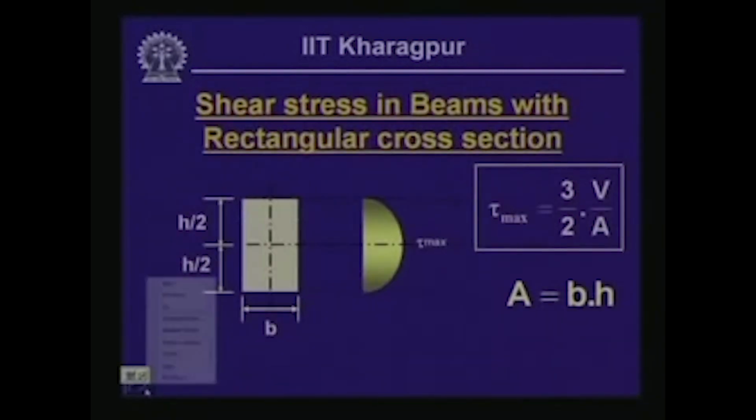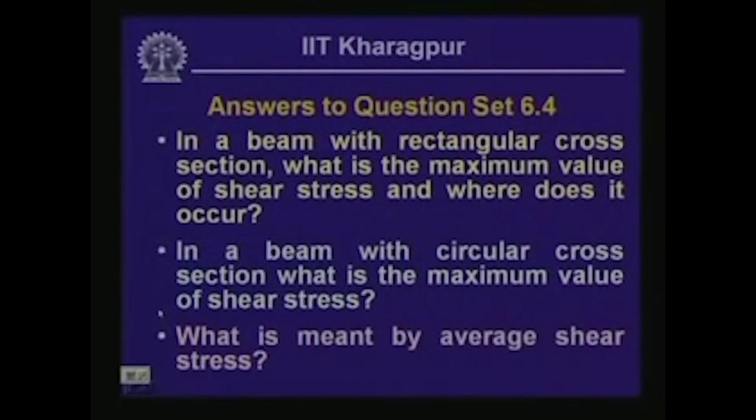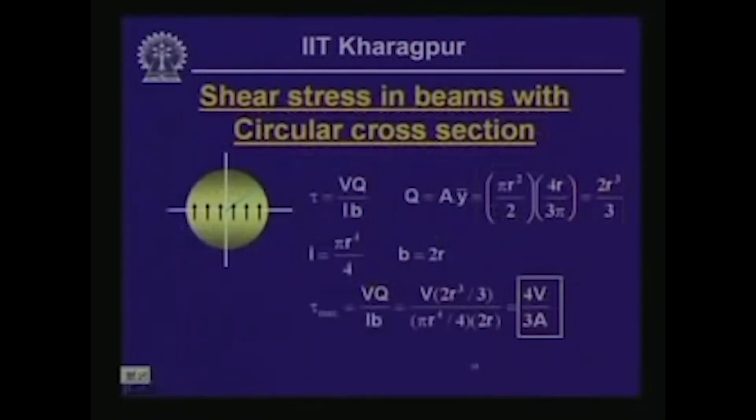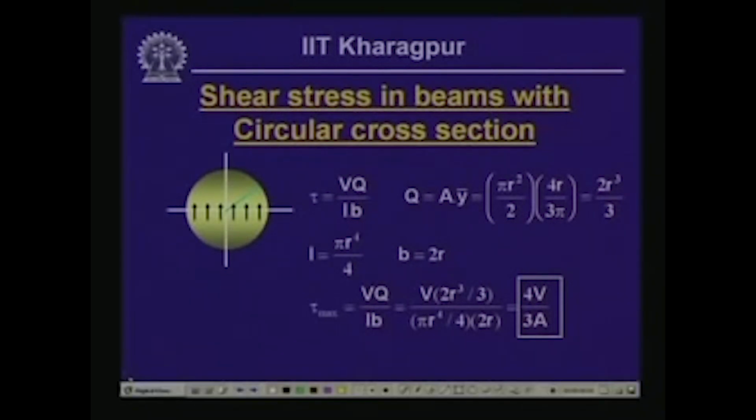Now, the next question posed was: in a beam with circular cross section, what is the maximum value of shear stress? This aspect we have also discussed in the last lesson, wherein we said that we cannot use tau equals V q by I b for the entire circular cross section of the member. However, we can apply it at the neutral axis, wherein the stress distribution is parallel to the y axis, and thereby we can apply this expression V q by I b.